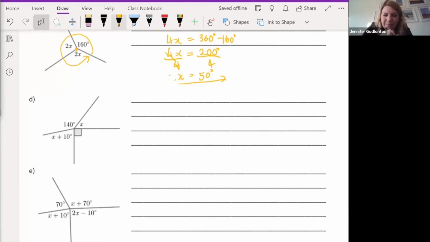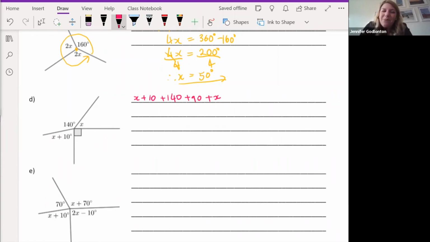So ma'am, I said X plus 10 plus 140 is equal to 360. There's something missing. Oh wait, plus 90. And something more. What? X. Yeah, we've got to also include this X over here.